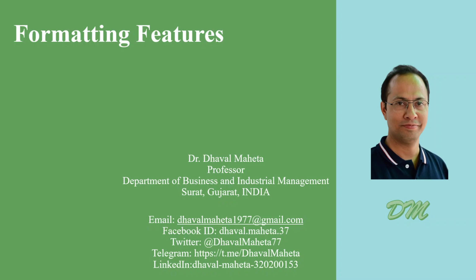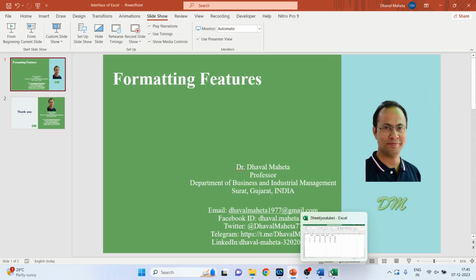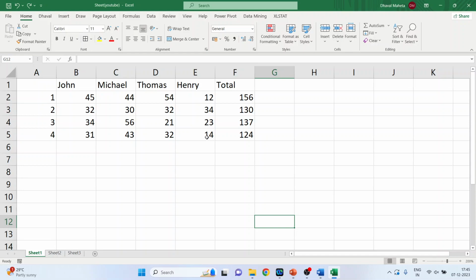This is Dr. Dhaval Maheta, and today we'll discuss formatting features which are available in Excel. So for this, we will go in Excel workbook. Here we are having the marks of John, Michelle, Thomas, Henry, and the total marks. So we want to change the orientation of this text.